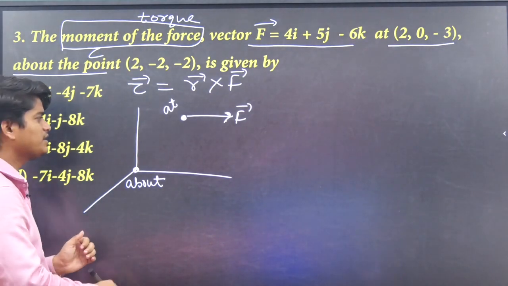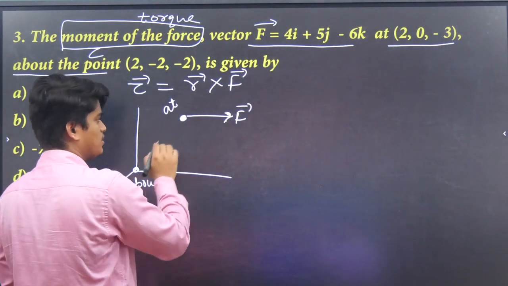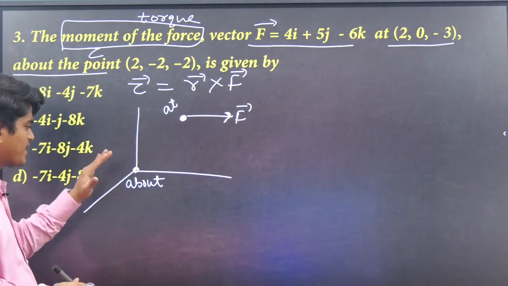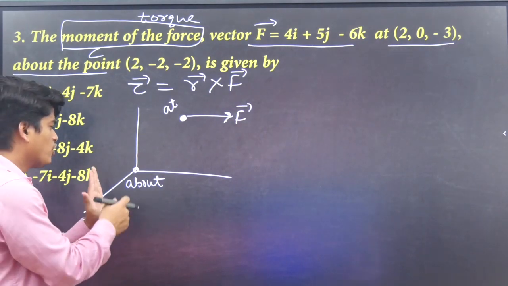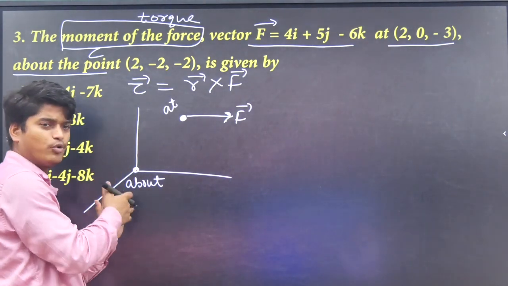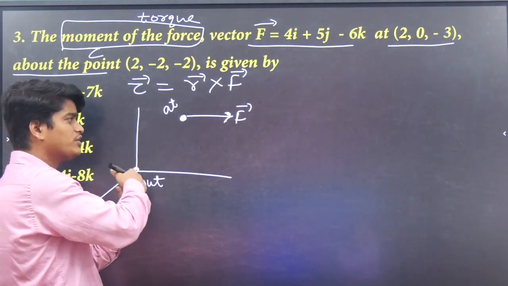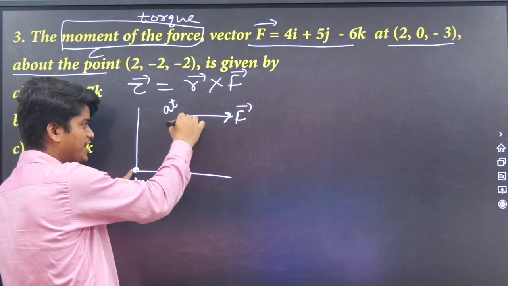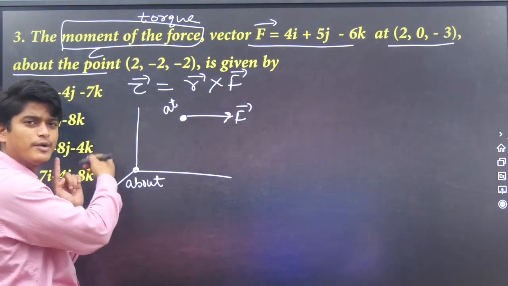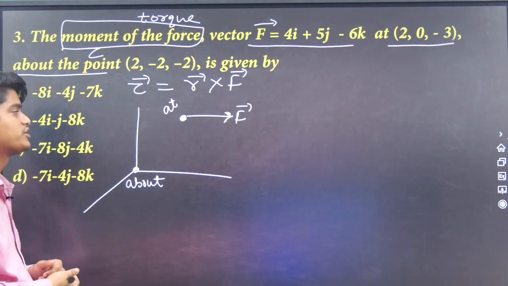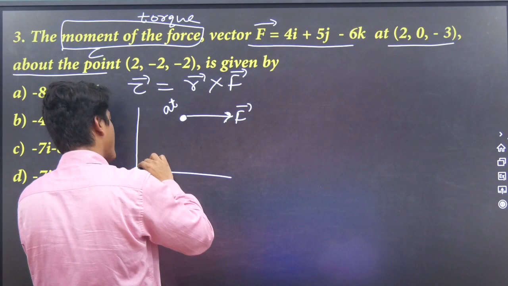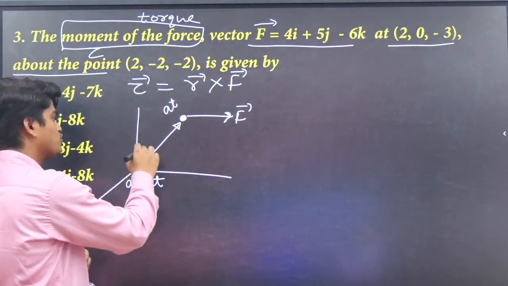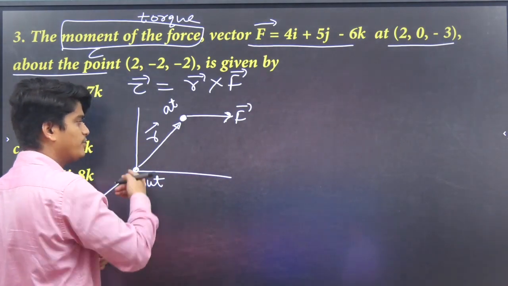Always remember what I am telling. The point where the force is acting is called the at point. But another point is there, which need not always be the origin. It can be any point, and about that you need to find the torque. That means the at point is revolving about this point, making rotational or circular motion. So always remember, from the about point to the at point you make a vector. This will be the R vector.